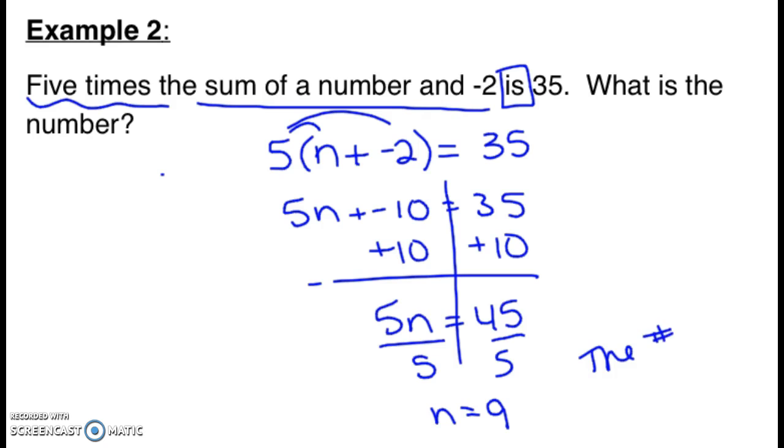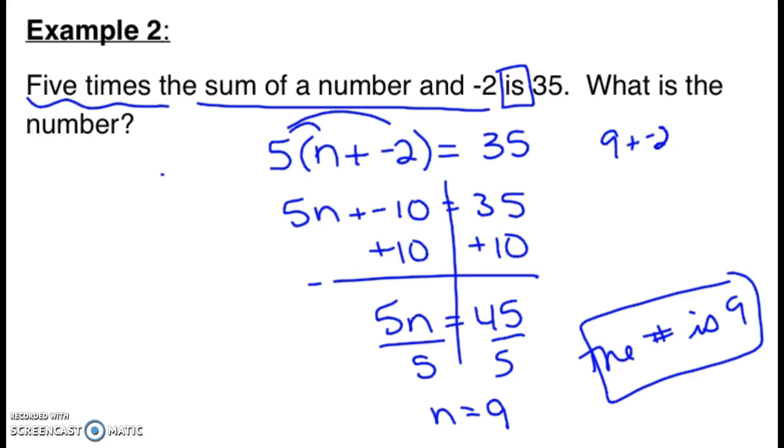And I'll just double check that really quickly. I want to say, so 5 times the sum of a number and negative 2. So if I add 9 plus negative 2, I get 7. And if I do 5 times 7, I get 35, which is what I wanted, so I got it right. In my opinion, you should always go back to the words to check your answer, just in case you messed up when you wrote your equation.